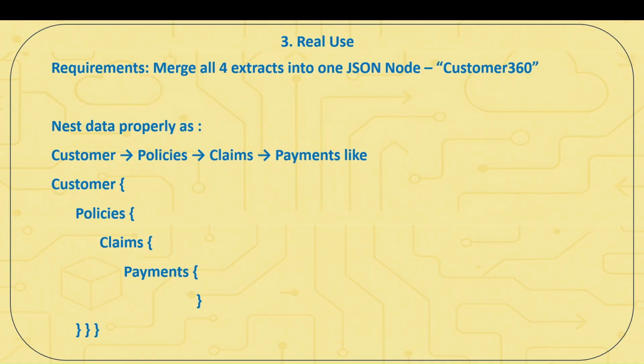The requirement I explained: we need to merge all these four extracts into one JSON node, and that is customer 360. This is the node name that we need to use. Also we need to nest this data properly. First of all there should be a customer 360 node. Inside that there should be the policies purchased by this customer. Then under these policies, whatever claims are made, and for these claims the payment amount, etc. That is the information we need to show. So along with this merging requirement, we need to take care of this part as well.